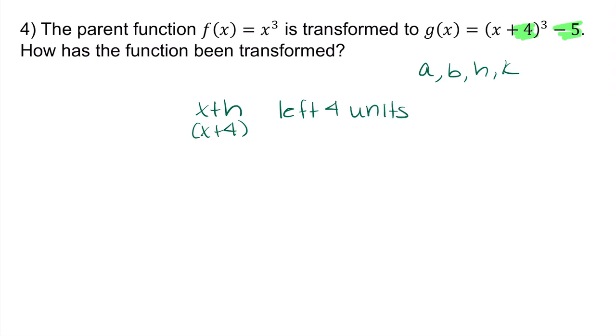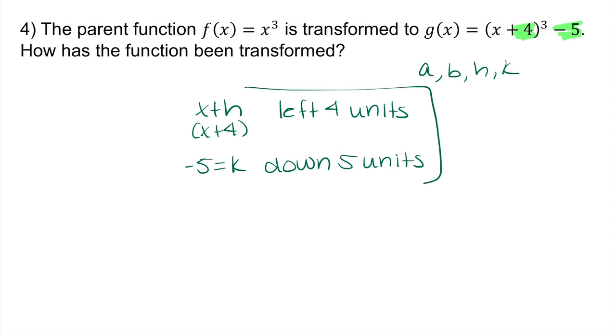Now I have that minus 5, okay? That minus 5 equals a value of k, so this is going to go down 5 units. So those are my two transformations. Remember, you can always graph in Desmos to verify.